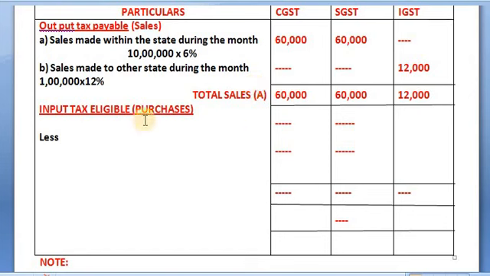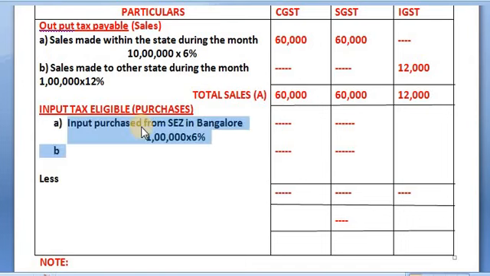Next we have to take the input tax eligible, that is the purchases. Again we have two purchases. Input purchased from CES in Bangalore, that is 1 lakh, and the tax rate is 12%. We wrote 6% there, but actually it is 12%. See here, it has to be 12%.